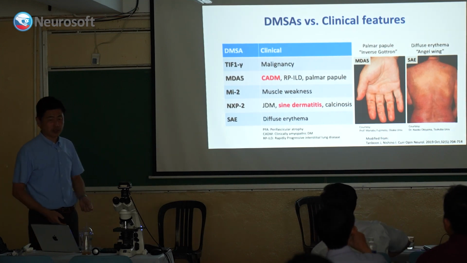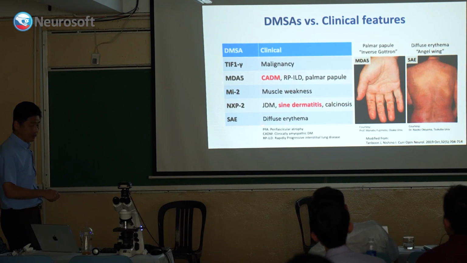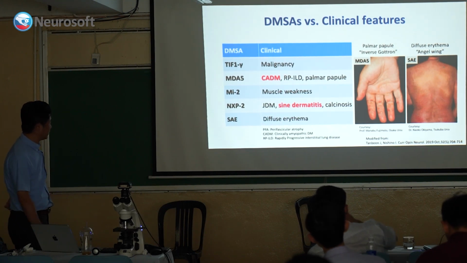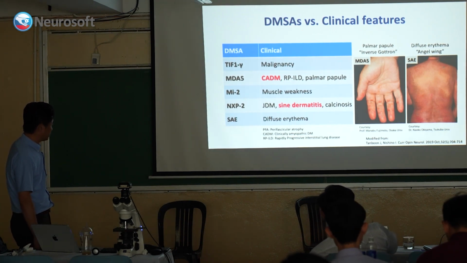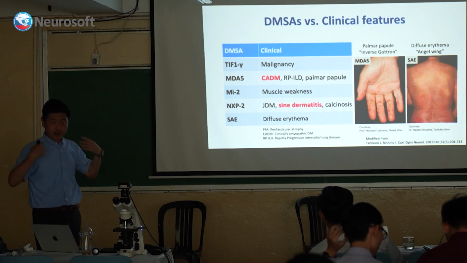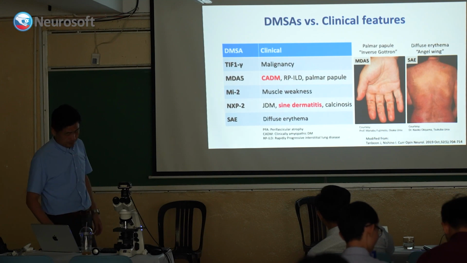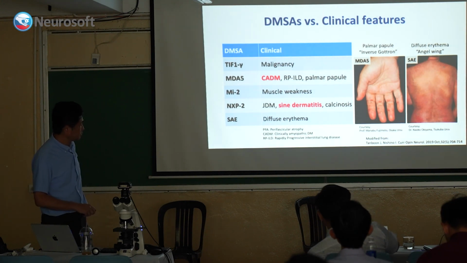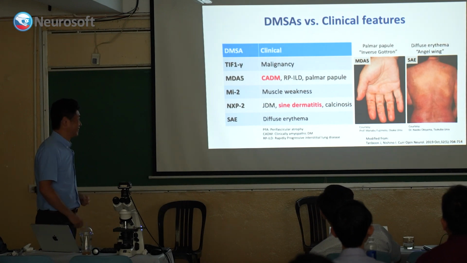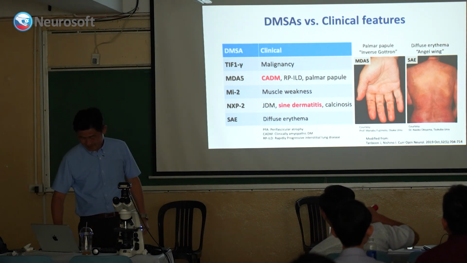NXP2, as I discussed, there are so many pediatric patients, and in chronic stage, they often develop calcification. And the sine dermatitis, I discussed about this yesterday. SAE often shows this type of diffuse erythema in the back, but typically sparing the scapular region. So some people call it angel wing. It's like a wing, right?